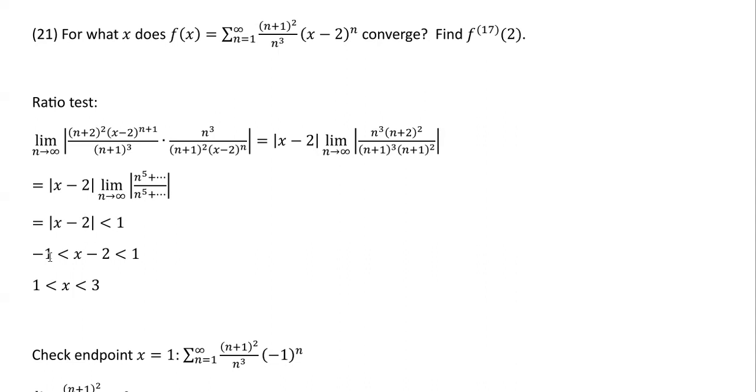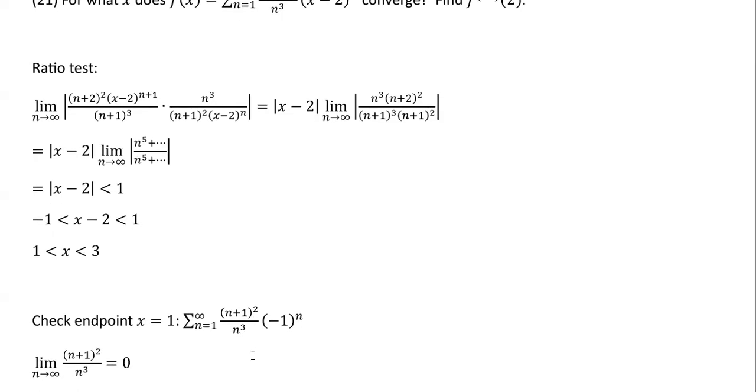We start solving the inequality: minus 1 is less than x minus 2, less than 1, so x is between 1 and 3. We have to check our endpoints. We plug x equals 1 into the original series. We would get minus 1 to the n, and then this is n plus 1 squared over n cubed. So does this converge or does this diverge?